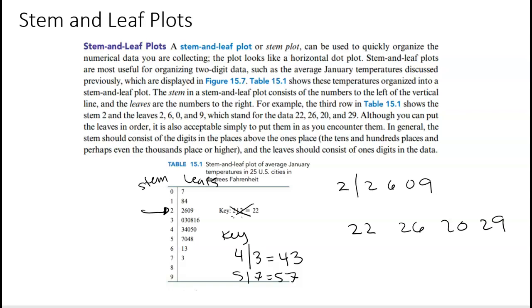And sometimes the key will tell you that they're in the thousands or the millions. But we always want to make sure we only have 1 digit in the leaves. Okay, you can have more digits in the stem.